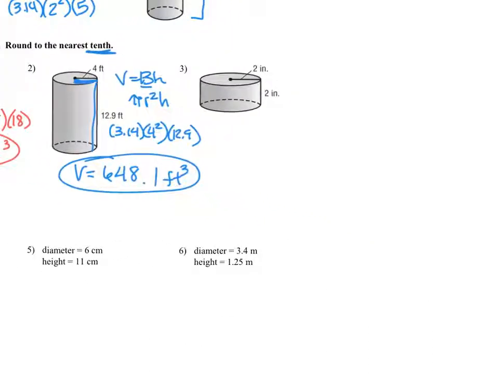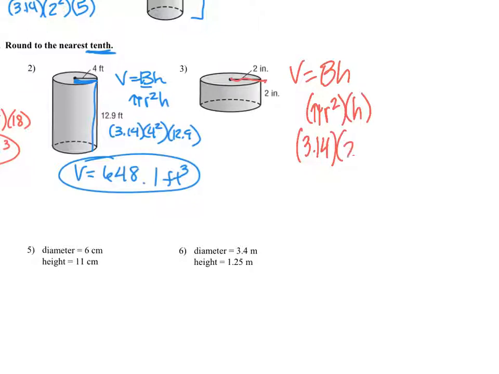Then number 3. Volume equals area of the base times height. So pi r squared times height. So pi, 3.14. They already gave us our radius. That's 2 squared times the height, which was also 2. So 3.14 times 2 squared times 2. It says 25.12 in my calculator, but I'm going to put 25.1 inches cubed.